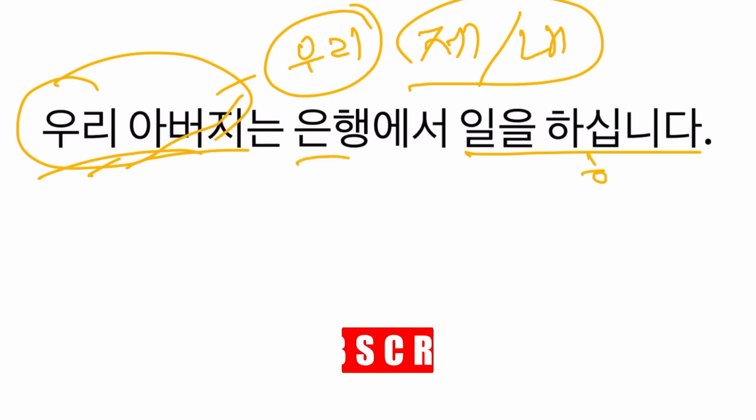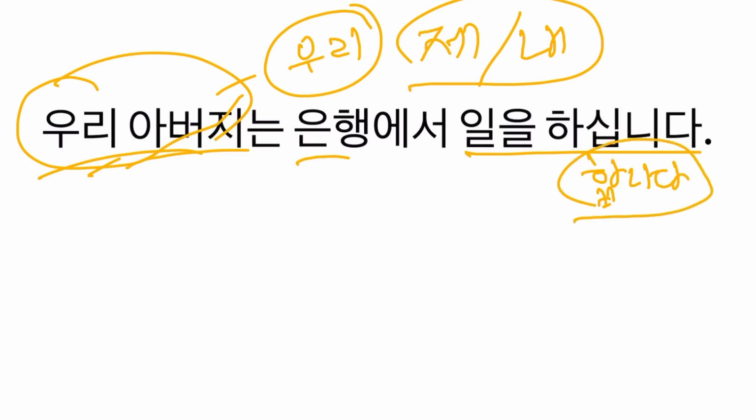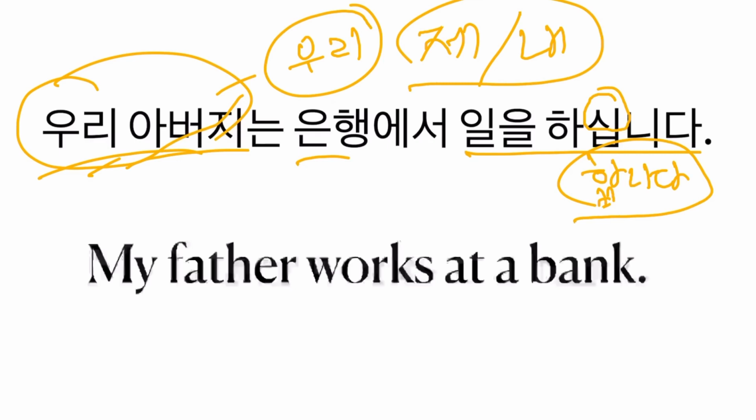The word here is 하다, so it can be 합니다, but just to use a more honorific, to be more polite, here we have added 시 suffix. So my father works at a bank. That is the correct translation, right? Let's see the next one.